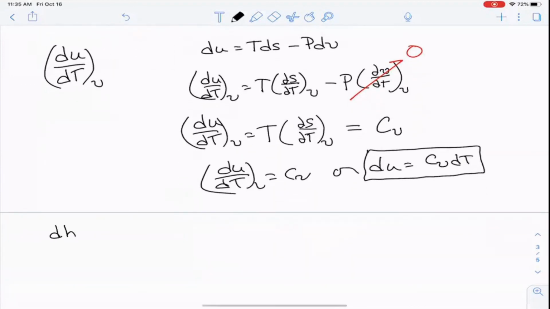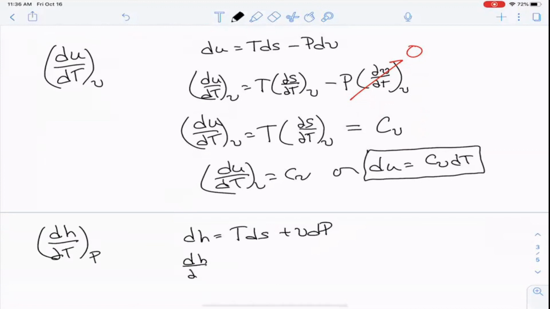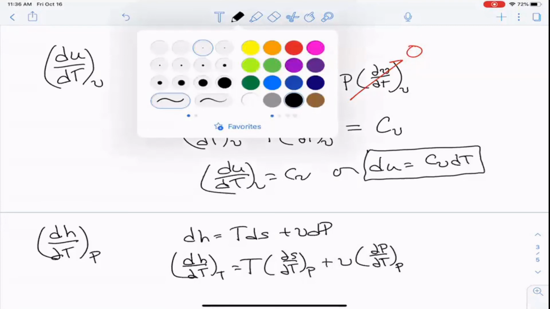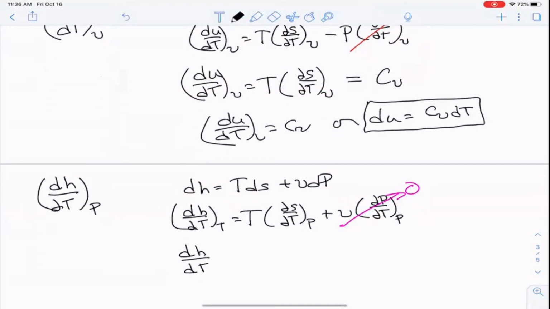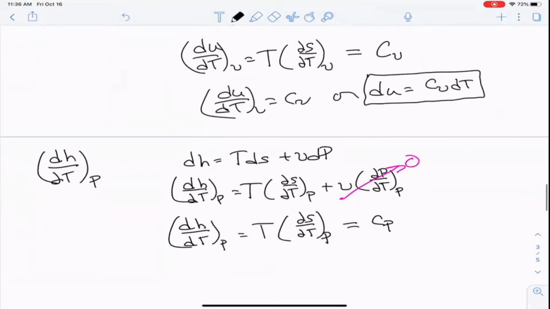So if I said dH/dT at constant pressure, well, we know that dH equals T dS plus V dP. So dH/dT at constant P equals T times dS/dT at constant P plus V times dP/dT at constant P. And of course, just like the previous example, that's 0. And so now we have a relationship that dH/dT at constant P equals T times dS/dT at constant P, which we talked about several weeks ago is actually the constant pressure heat capacity. And from here is also where we get that dH equals Cp dT.